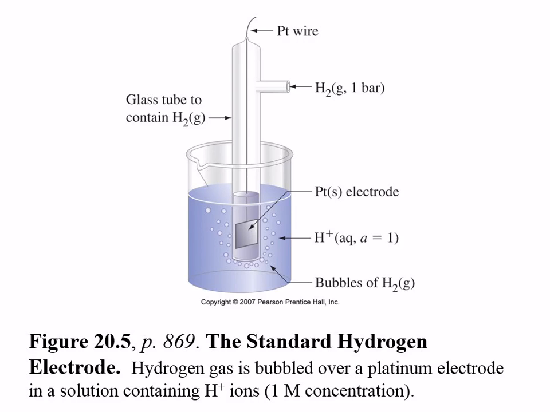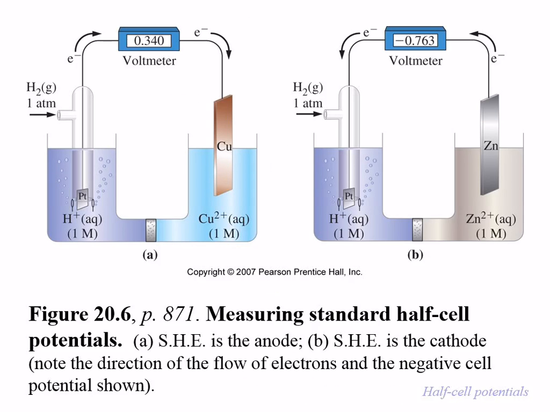This is what the SHE, I want to say she-devil, looks like. Platinum provides the surface for hydrogen gas that's bubbled in over the platinum to be oxidized. In the solution, we have the hydrogen cation to be reduced. So that is one of your cells. And then you match that cell up with something else. So I've got 2 examples here. This one is measuring copper, and this is measuring zinc.